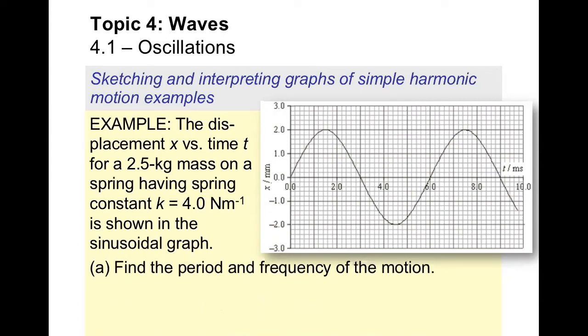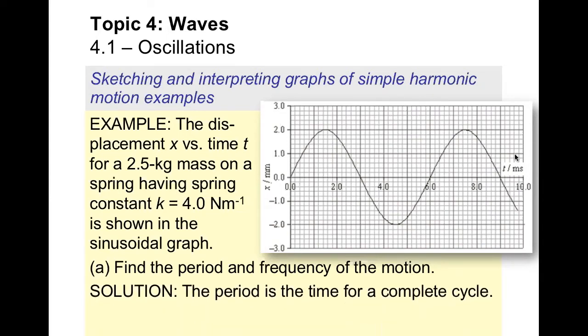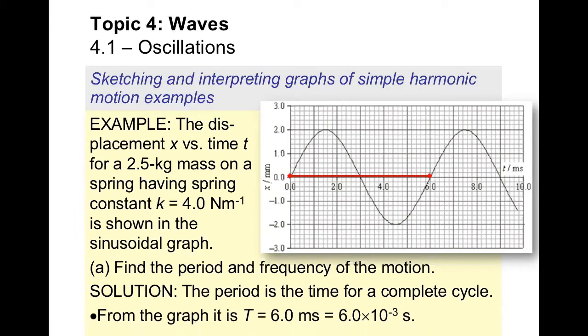We already understand that the period is the time it takes for one wave to complete a cycle. So here we can see that this axis is measured in millimeters and this one is measured in milliseconds. The period, as I said, is the time for a complete cycle. So here we have the period, which is 6 milliseconds, or 6 times 10 to the negative 3 seconds. So it's fairly easy, right?